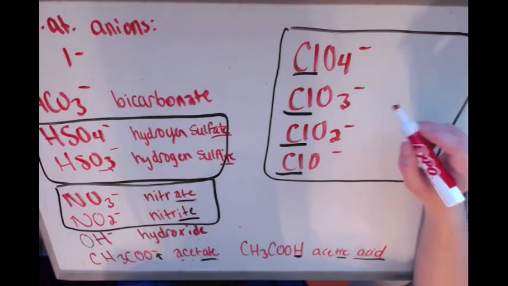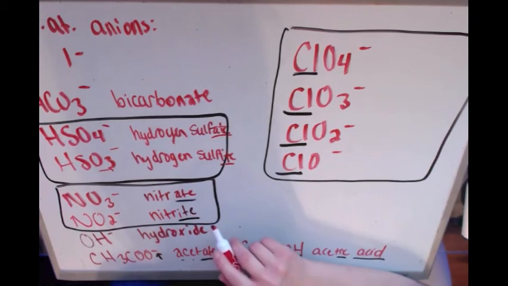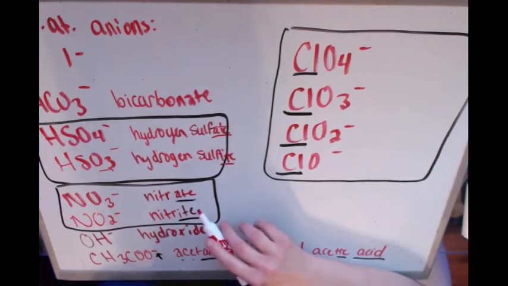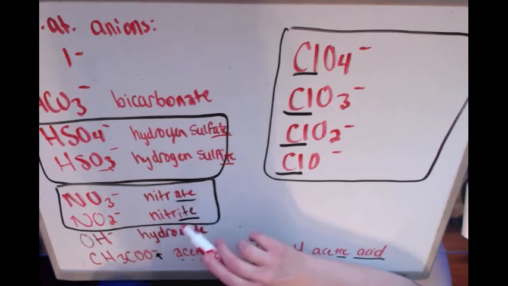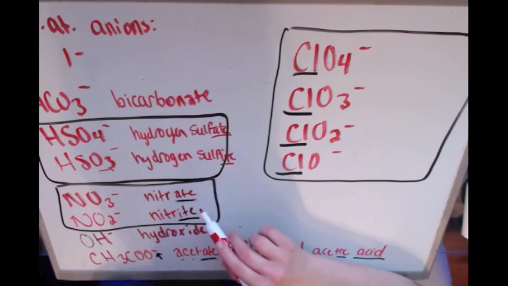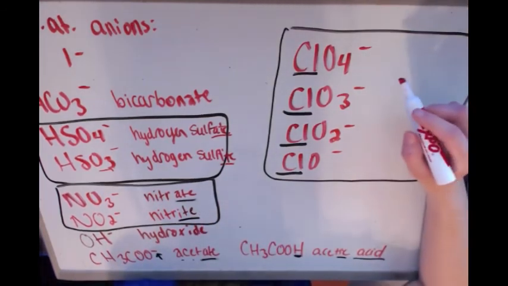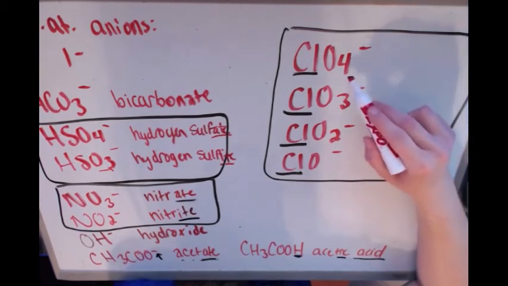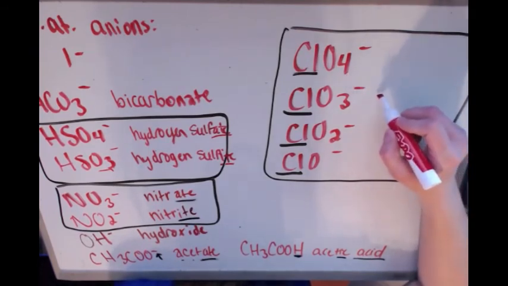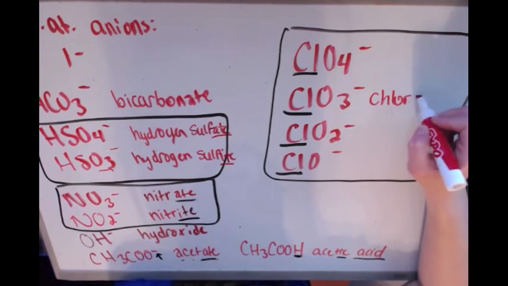So I'm going to tell you that nitrogen containing oxyanions only go up to NO3. So the highest one is NO3, and we call that nitrate. The one below it is nitrite. Here, this goes a little bit higher than 3 oxygens. This one is still chlorate.